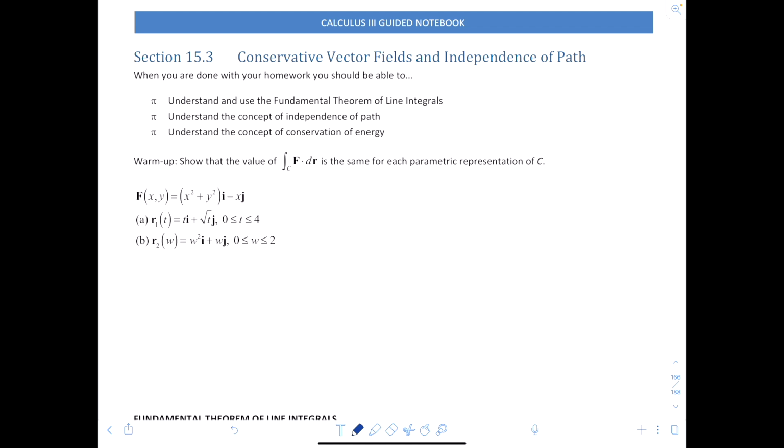Woohoo! All right, so our goals are for you to be able to understand and use the fundamental theorem of line integrals, understand the concept of independence of path, and then understand the concept of conservation of energy.